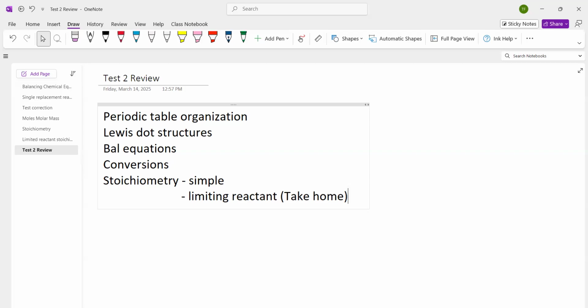Lewis dot structures, I give you a formula. You write the Lewis dot structure for it, and you do 2 of them. One of them, you have to write 2 alternate structures for the given formula. Balancing equations, conversion, that's like grams to number of molecules, that kind of stuff. And then the stoichiometry is whatever we covered last Saturday and today.